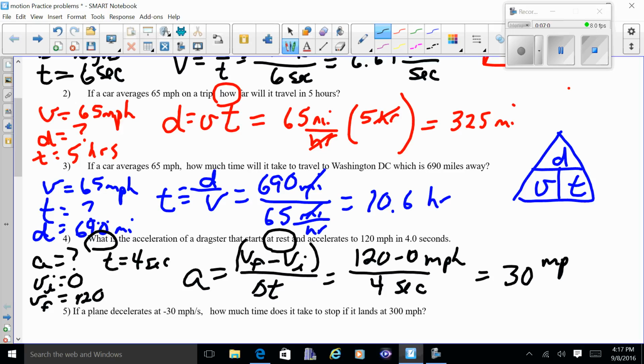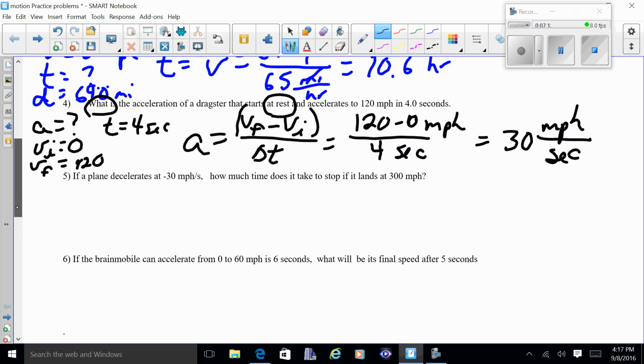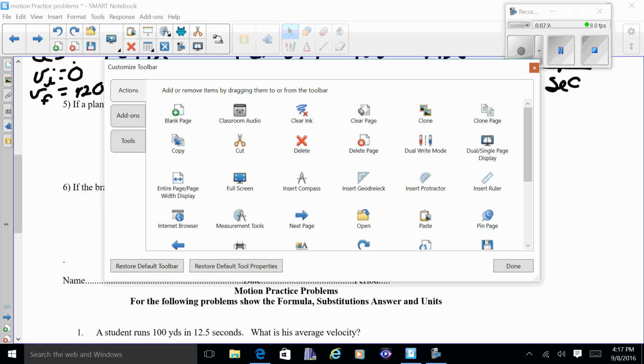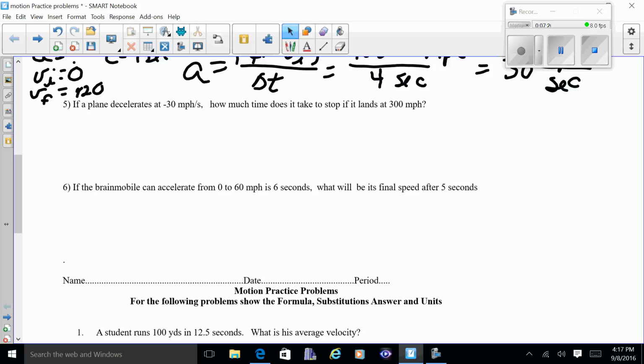Look at number 5 here. That gets a little tricky, because it now says you decelerate at 30 miles per hour per second. So what I just gave you here was acceleration. Negative 30 is my acceleration, so I'm going to put in a negative 30 miles per hour per second. It says how much time? You've got to watch out for those words there. T is what I'm looking for.